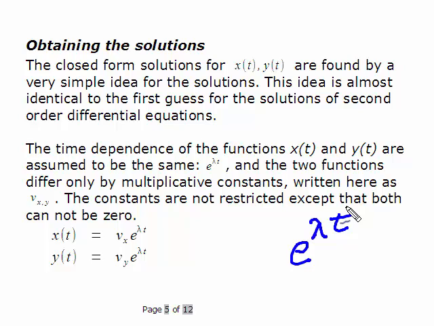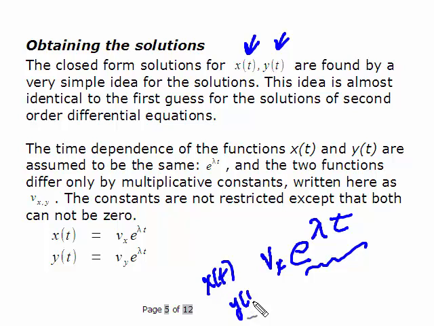But the difference here is that instead of having one variable, y(t), that we were solving for in the second order differential equation, here we have two. Of course they're first order, but there's still two of them, x(t) and y(t). So we assume that both x(t) and y(t) have the same time dependence, and they differ only by some constant that we'll call v_x for the x, and v_y, e to the lambda t for y. So that's typed here instead of in my horrible handwriting.